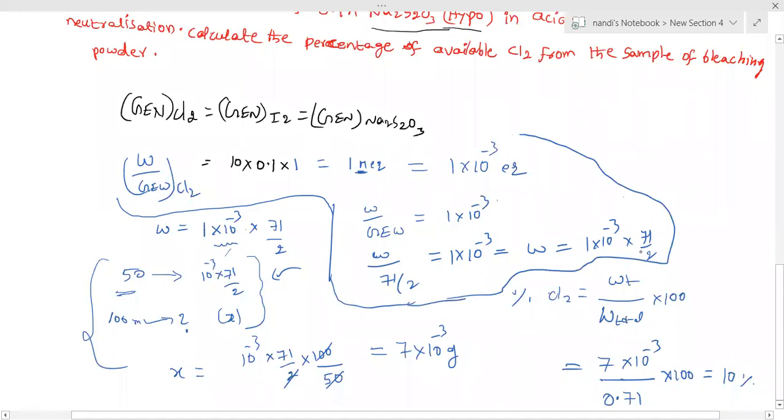After I got the W value, this is for 50 ml, it contains this much W. Then 100 ml contains how much? The W by total weight into 100, we did here.